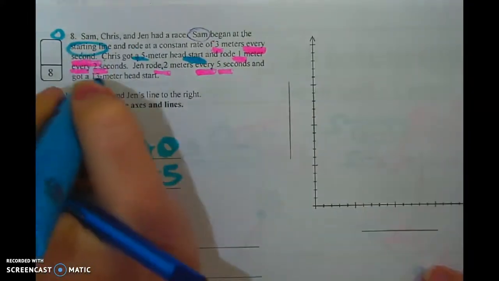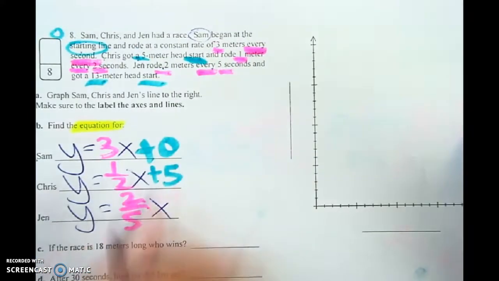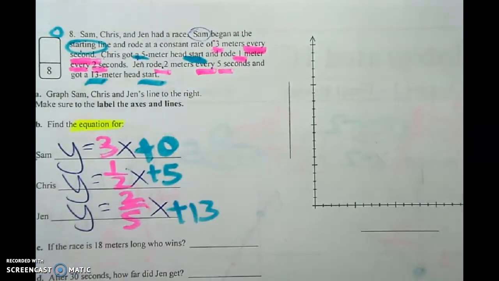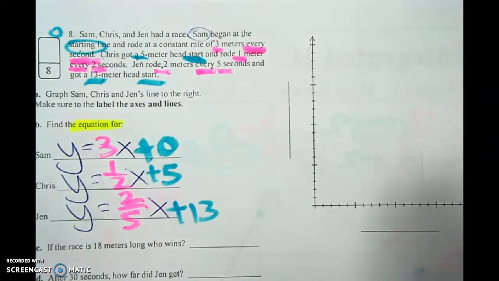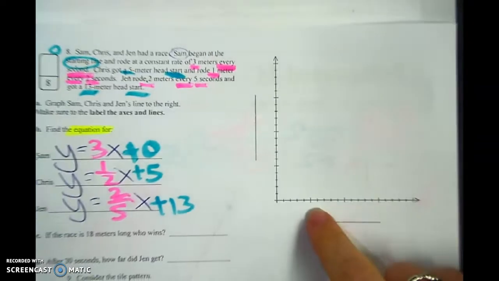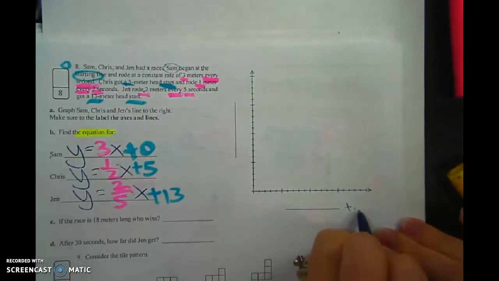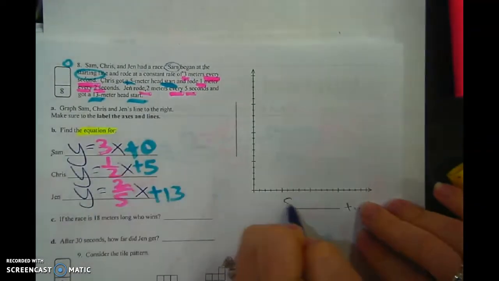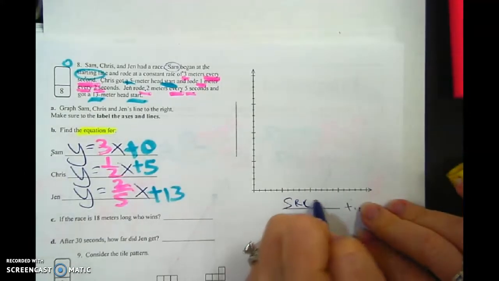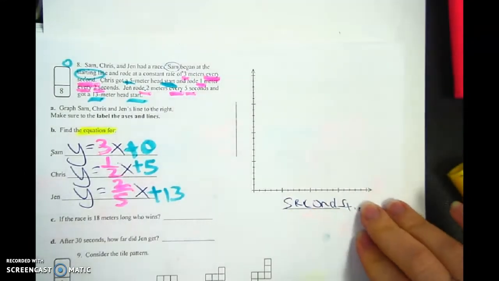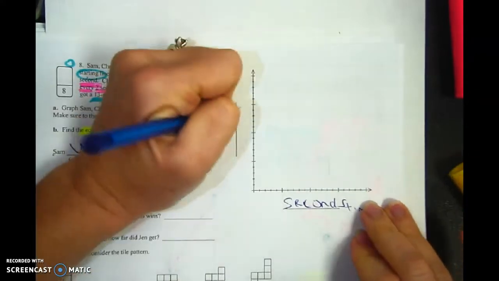And got a 13-meter head start. Okay? So now what we're going to do is we're going to actually fill out this graph. So it looks like we have to label things. Time is always here. So what is the time? Seconds. Life cannot happen without time passing by.